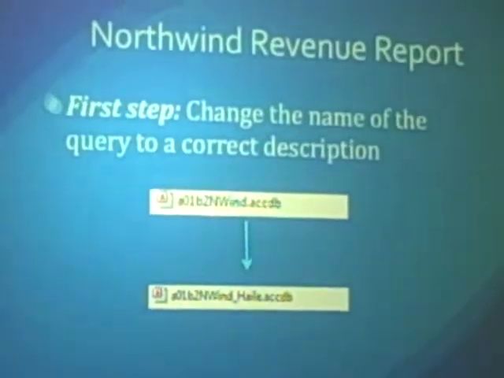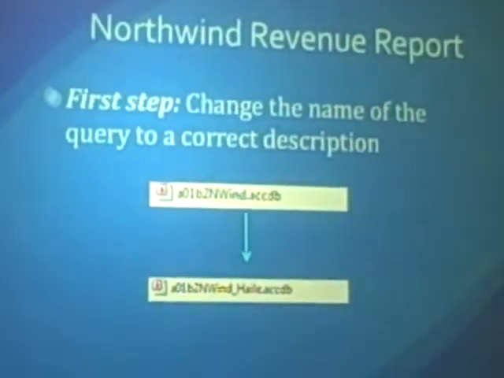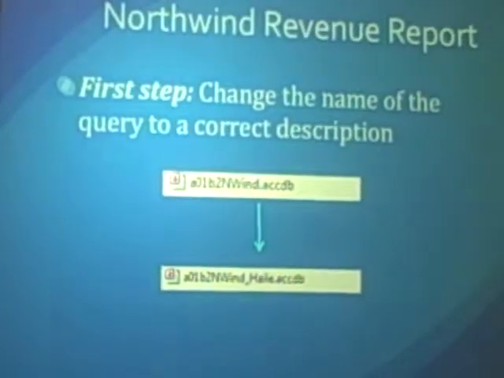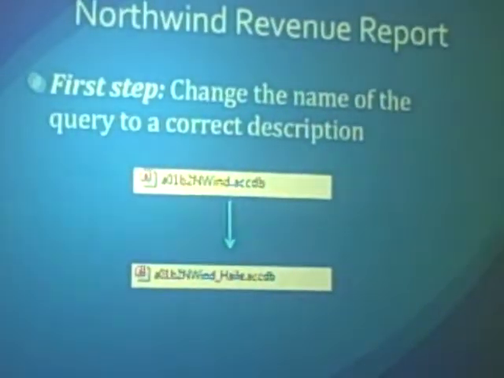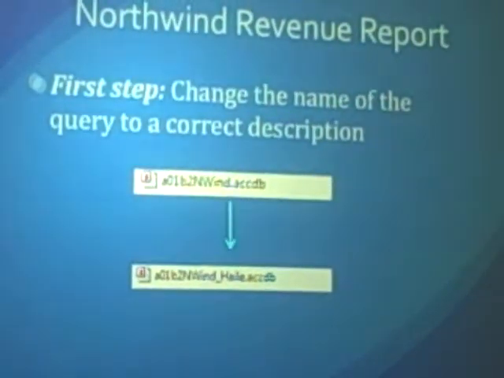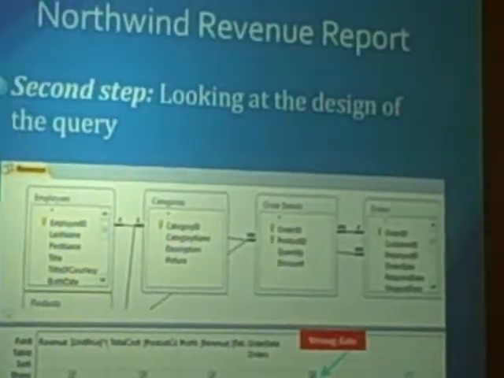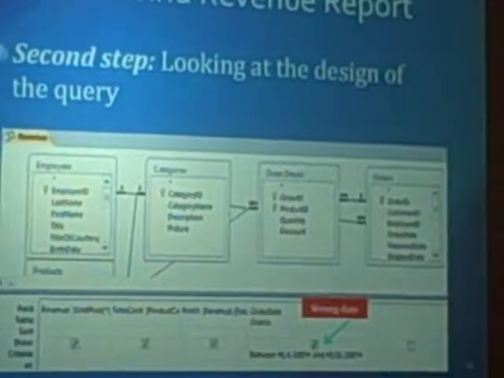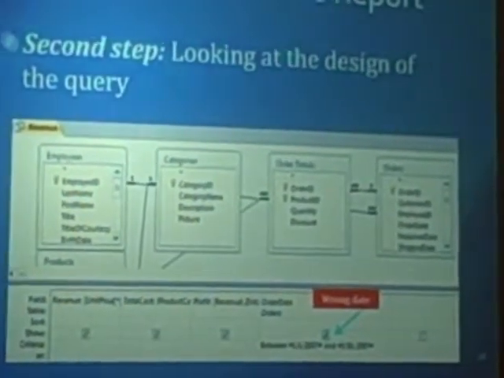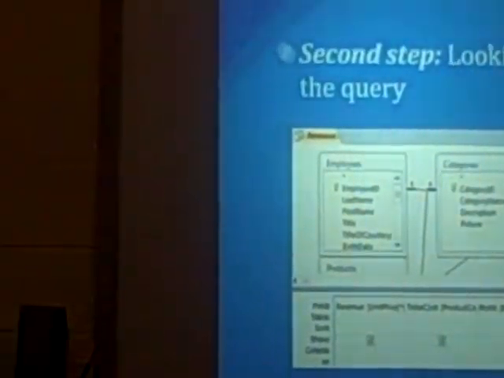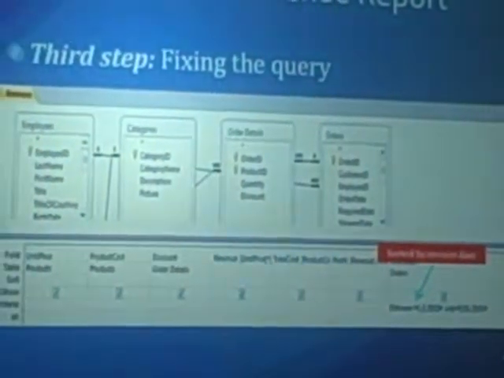So right here is when we switch the name from North Wind to Wind Halley. And right here is where they had the wrong date. They had 2007, which they wanted to update to the current date. So right here in the criteria is where we fixed it. We switched it to show 2015, so they could have the results that they wanted.